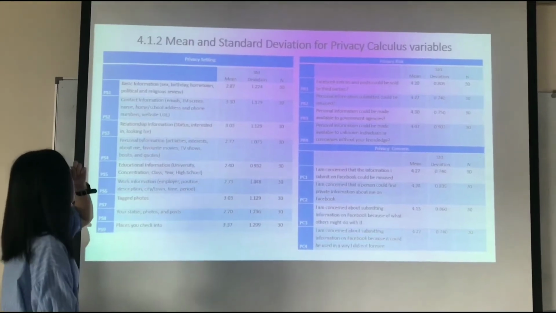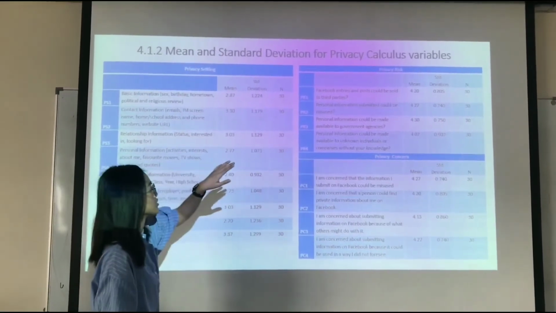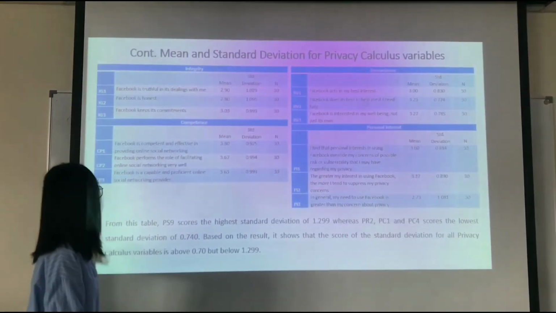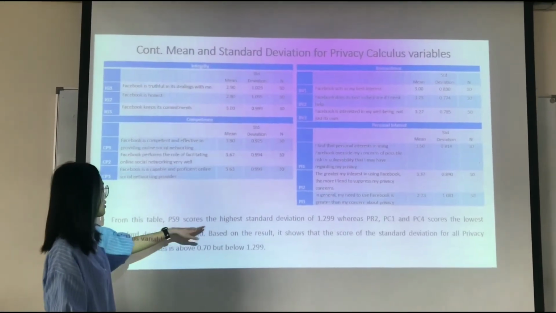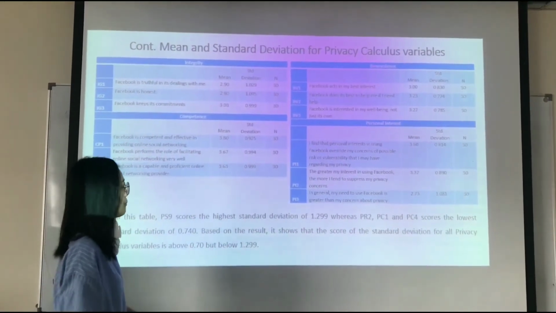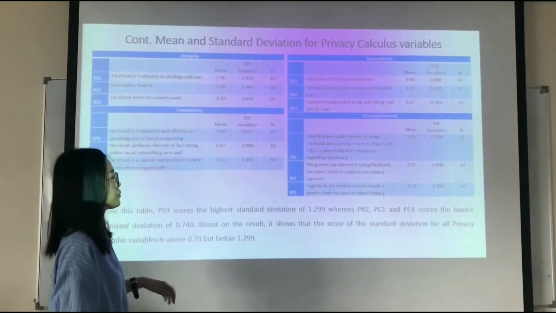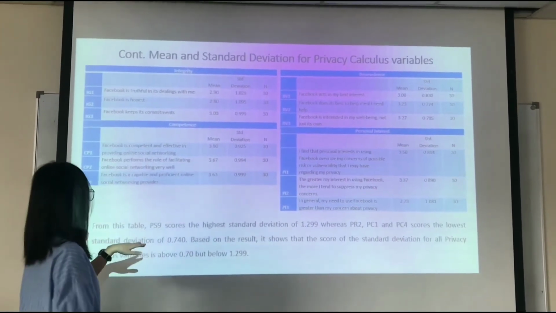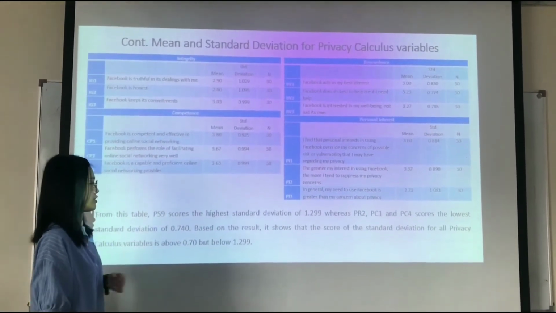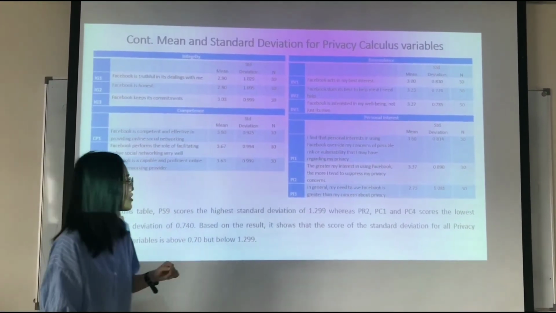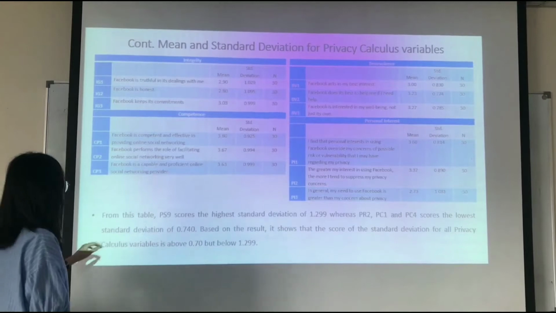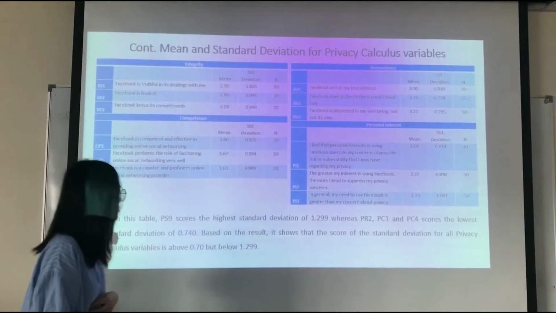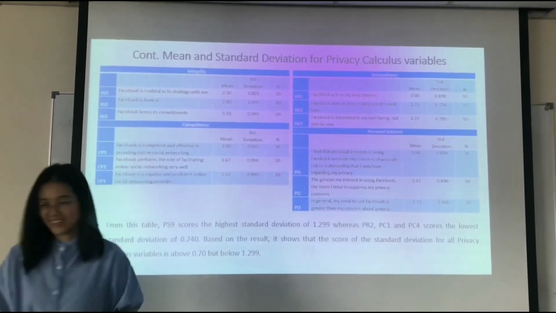Next, I will present the mean and standard deviation for the privacy calculus variables. In this table, BS9 scores the highest standard deviation of 1.299, whereas PR2, PR1, and PC4 score the lowest standard deviation of 0.740. Based on the result, the standard deviation of all privacy calculus variables is above 0.70 but below 1.299.